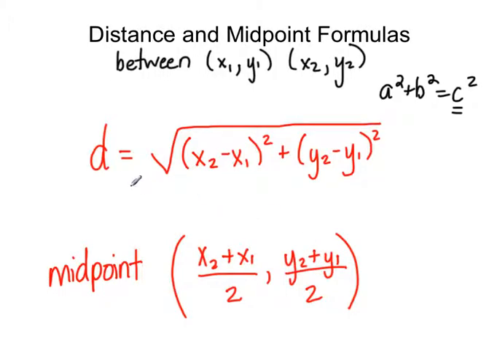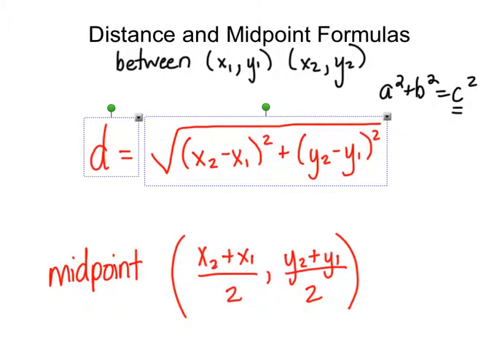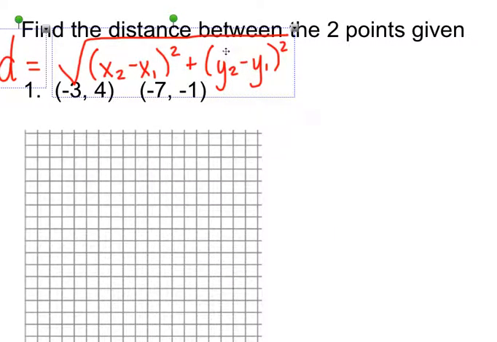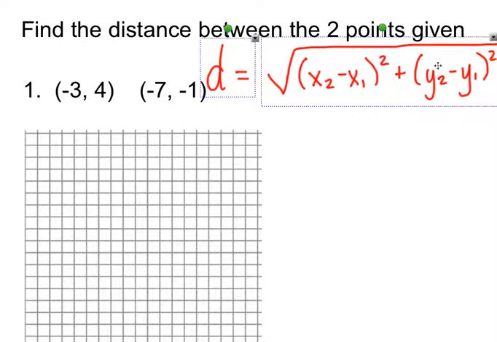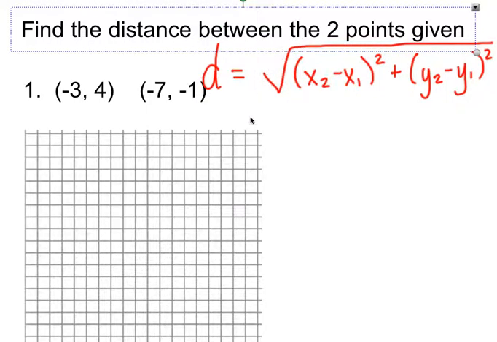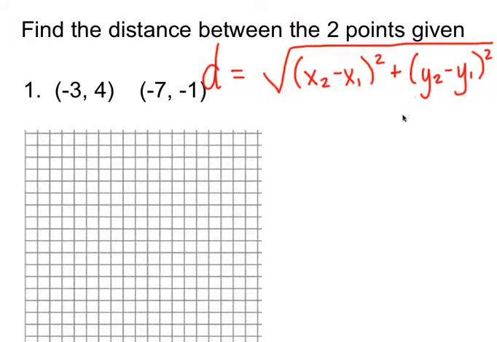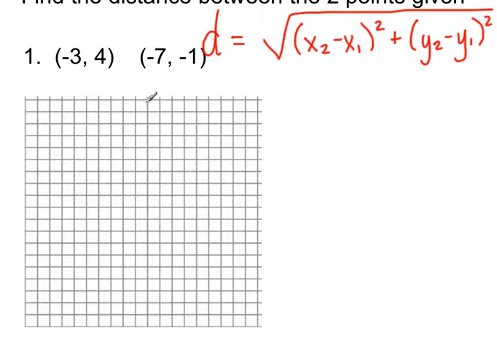So the first examples I'm going to show you are just the distance formula. So I'm going to take this and copy it to our next page here. Okay, so this is the formula I'm going to be using. On this page it says find the distance between the 2 points given, and we have -3, 4, and -7, -1. So on your EOC, I suggest that you sketch these. So you'll have a piece of graph paper, and then you can just sketch these on that piece of graph paper by drawing your graph.